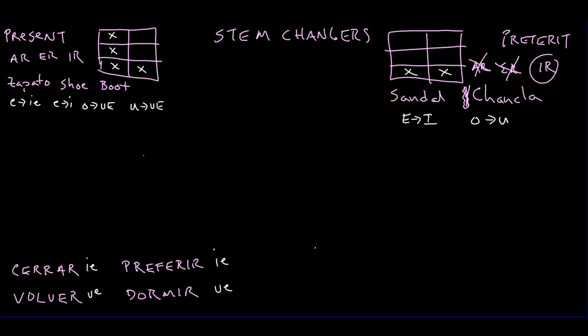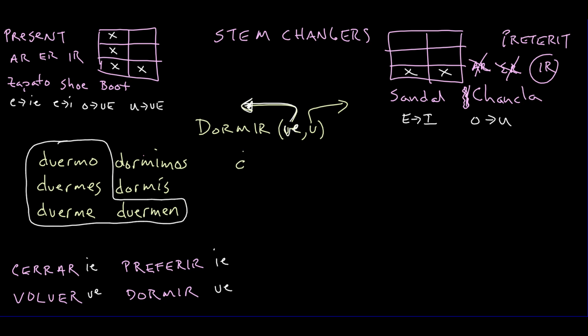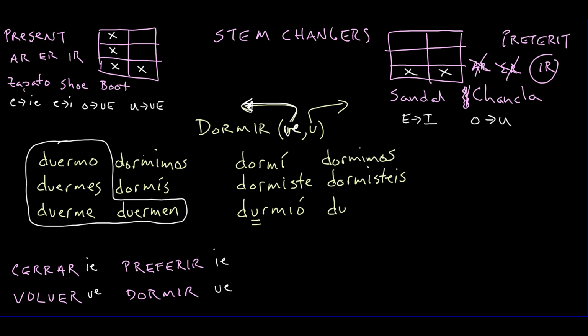Let's go ahead and conjugate one of these all the way through. So you see dormir here. I've got the UE and the U. That's going to tell you that the O changes to a UE in the present and an O to a U in the preterite. If we conjugate that, we have duermo, duermes, duerme, dormimos, dormís, duermen. Preterite: dormí, dormiste, durmió, dormimos, dormisteis, durmieron.